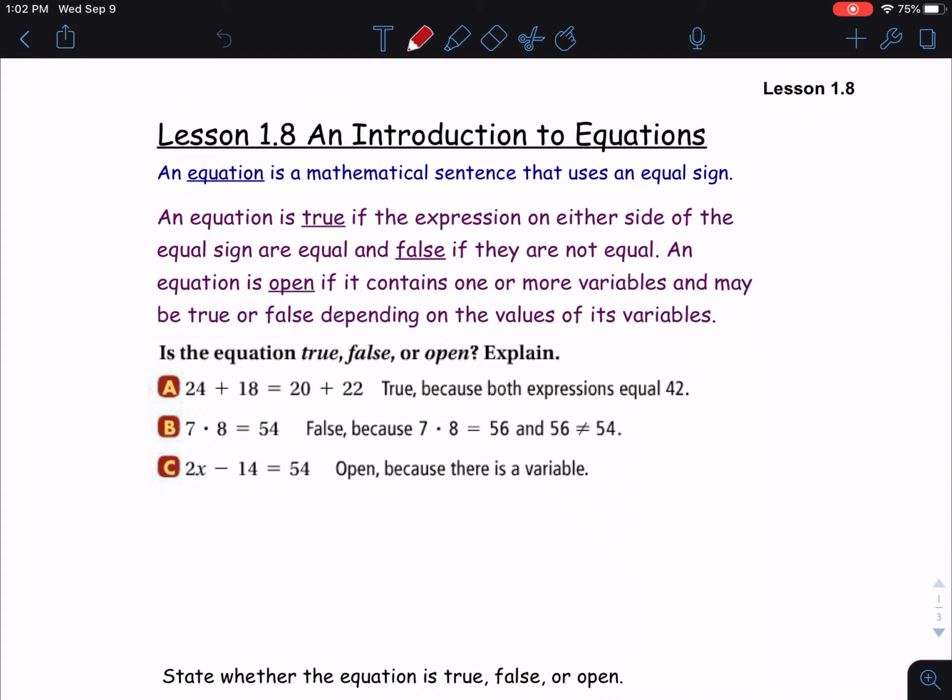And lastly, an open equation is when there is a variable included in the equation. It's open because we are not sure exactly what that variable will be equal to, so we cannot clearly state if it is true or false.